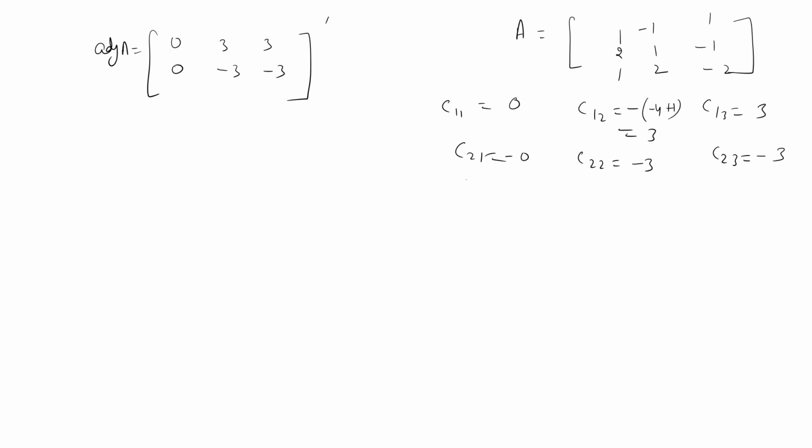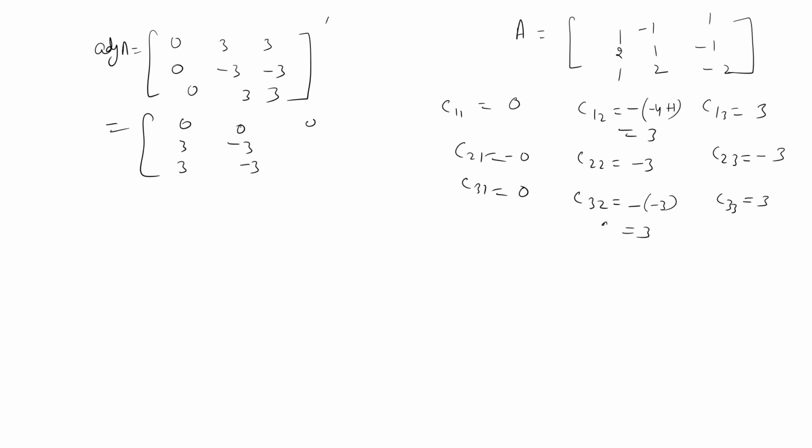For third it is 3, 1, 3, 2, 3, 3. So this is negative. This is 1 minus 1, that is again 0. Second one is minus 1 minus 2, that is minus 3, right? Minus 1 minus 2. And for last it is 1 plus 2, that is 3. So this is 0, 3, 3, right? So adjoint will be like 0, 3, 3, 0, minus 3, and 0, 3, 3.